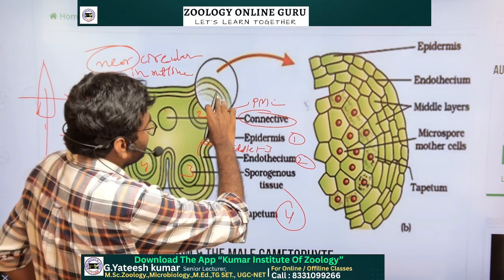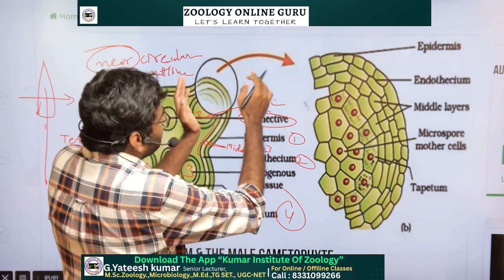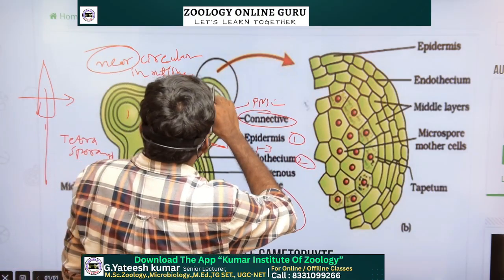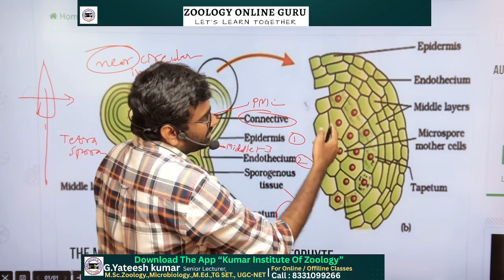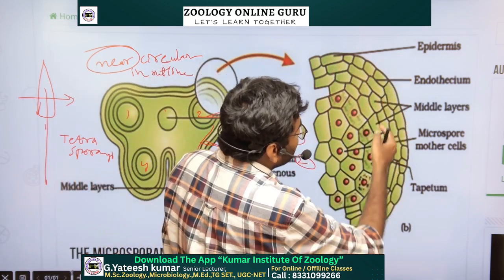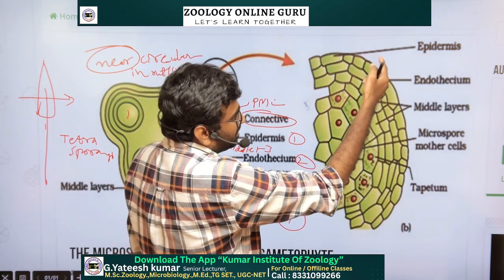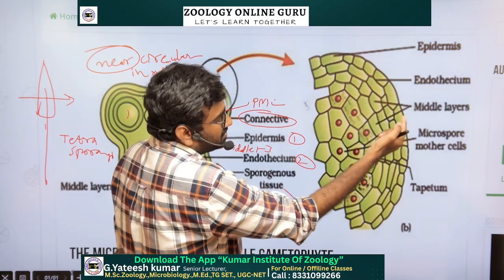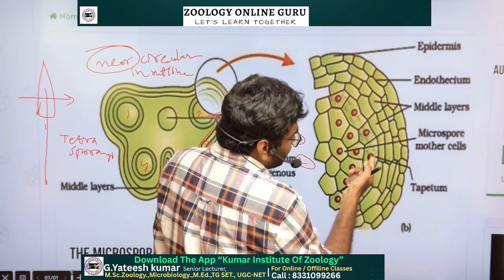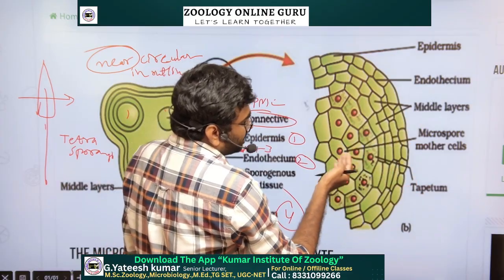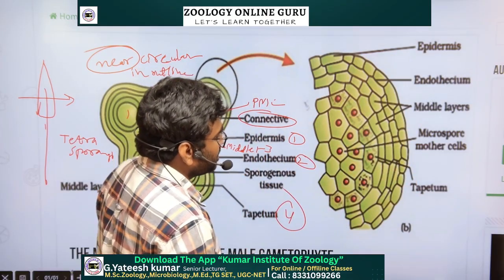When we observe this microsporangium under the electron microscope, some part of the microsporangium is enlarged here, so that we can clearly label the things. First, the outer layer is called the epidermis, and below the epidermis is the endothecium, and below the endothecium the middle wall layers, and the innermost layer is the tapetum. In the tapetum, microspore mother cells are present, right?